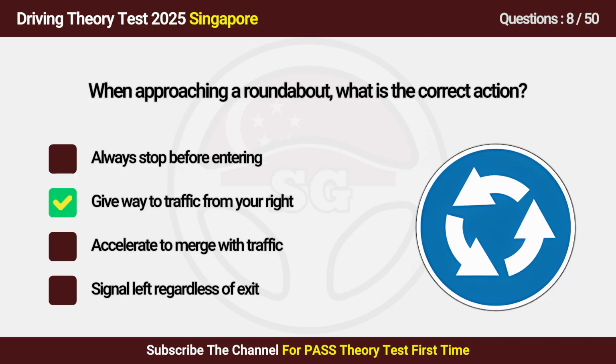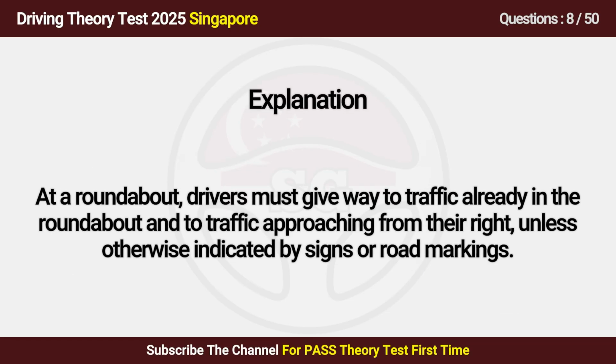Answer is B. Give way to traffic from your right. At a roundabout, drivers must give way to traffic already in the roundabout and to traffic approaching from their right, unless otherwise directed by signs or road markings.